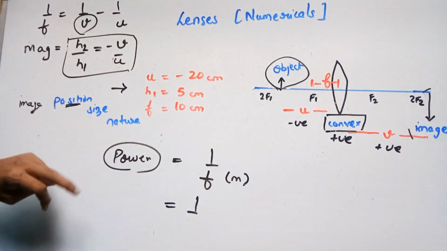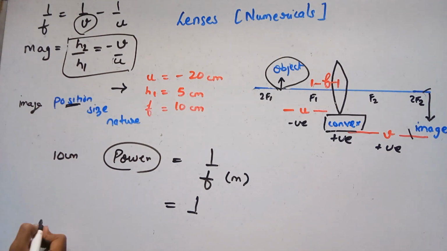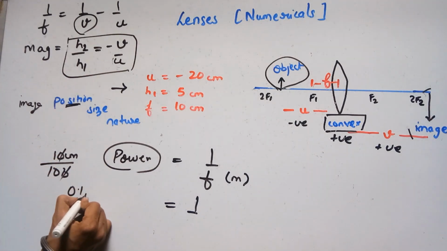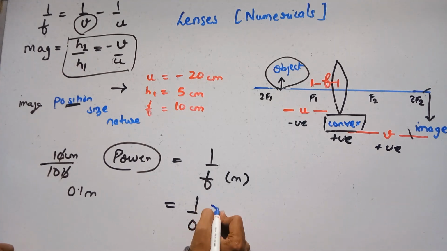So what was the focal length? 10 centimeters. If I have to convert it into meters, I have to divide by 100. So this will be 0.1 meters. So let's put here 0.1. I have to remove the decimal because I need a number and not a decimal in the denominator. So let's multiply this by 10, multiply this by 10. Because of the multiplication by 10, this will become 1. So 10 upon 1, which is nothing but 10.